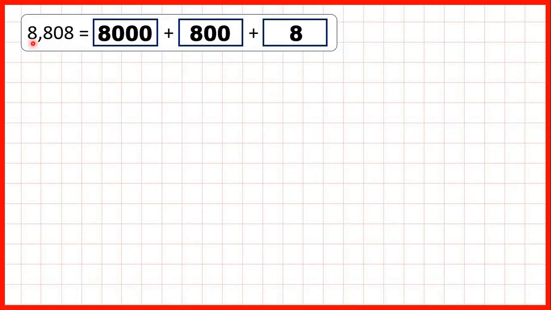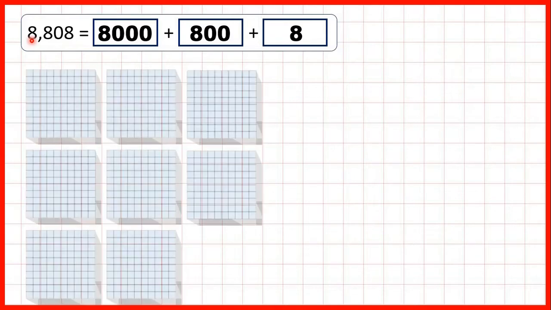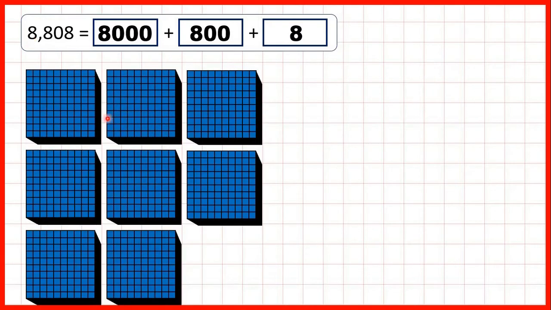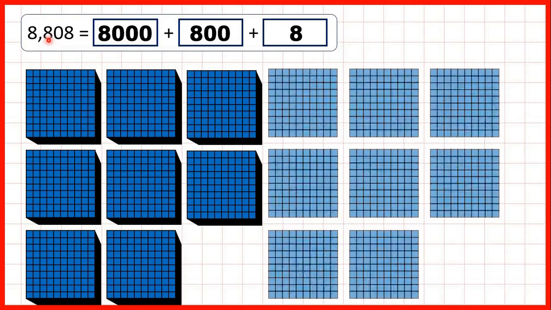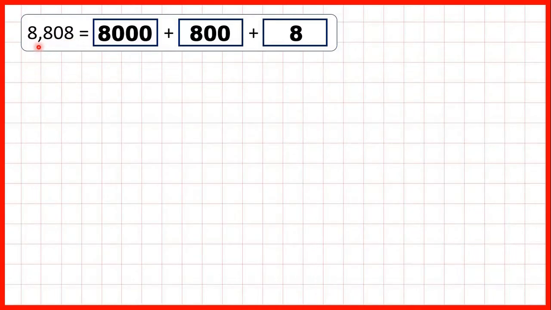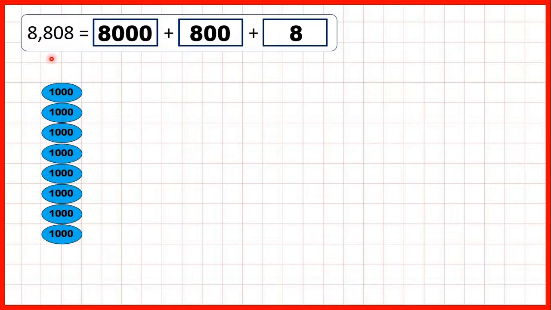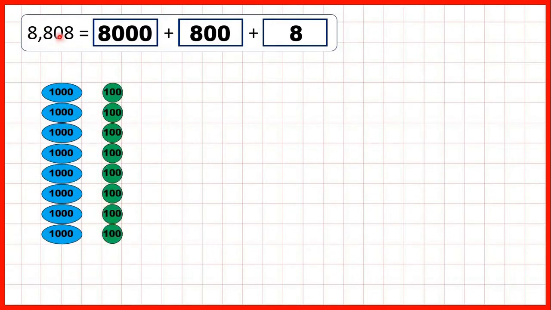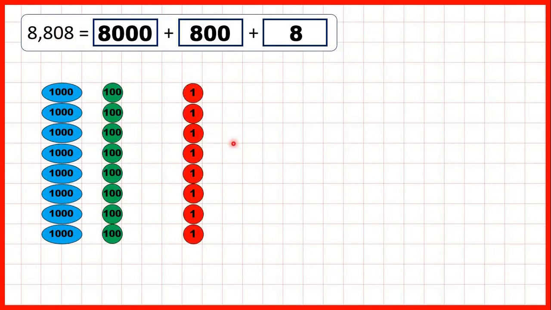Our last number was 8,808. So for this 8, we can show 8,000 blocks. For this 8 here in our hundreds, we can show 800 blocks. We don't show any tens, and then we just need to show 8 ones. So that's 8,808. Or using place value counters, we can show 8 thousands, 8 hundreds, no tens, and 8 ones.